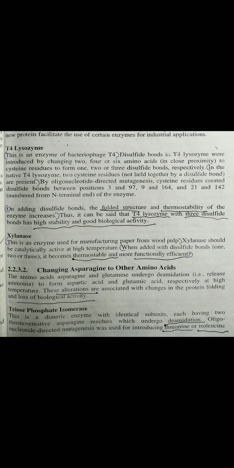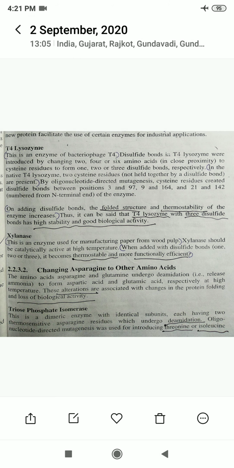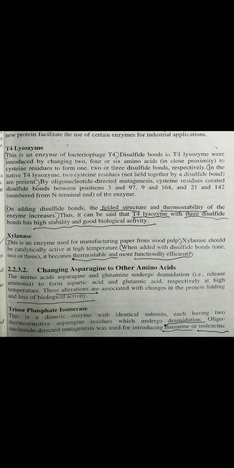Now next is xylanase. This enzyme is used for manufacturing paper from wood pulp, and it should be catalytically active at higher temperature. So when we add a disulfide bond in this enzyme, it becomes thermostable and more functionally efficient. So by adding a disulfide bond, we are increasing the stability and thermostability of the enzyme or protein.